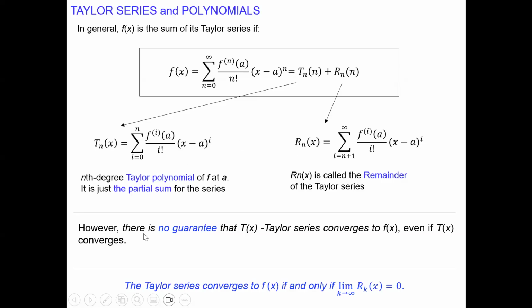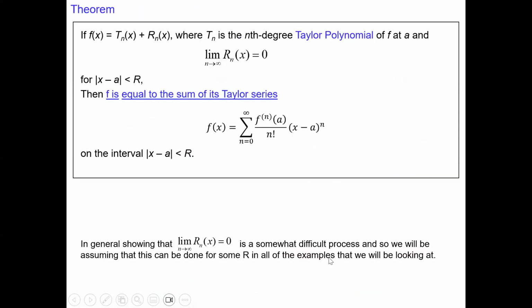And now, there is no guarantee that the Taylor series converges to the function, even if the series converges. What is important? The Taylor series converges to the function f of x if and only if that remainder goes to 0 as n goes to infinity. Okay, that's important. Now let's look at this again as a theorem.